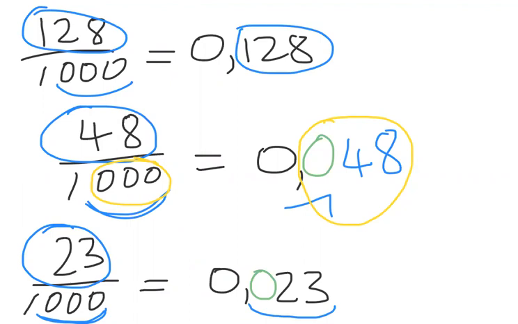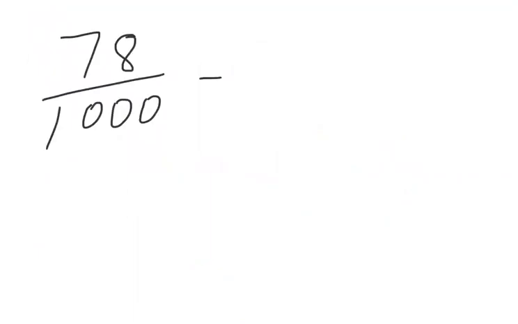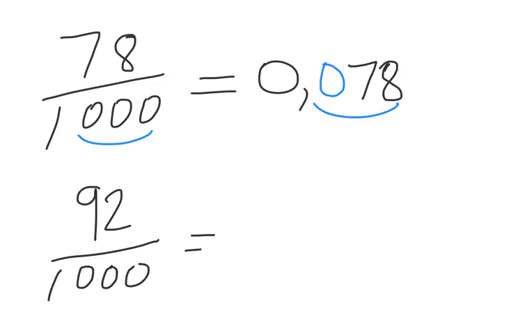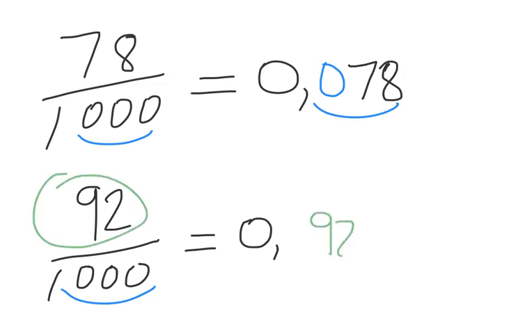So just do a couple more examples. 78 divided by 1,000. That will be 0, comma, make a space there, and it will be 078. Because we need 3 there. Lastly, 92 divided by 1,000. There's 3 zeros there. So we need 3 numbers, but we only have 2. So we put the 92 down, but don't forget the 0. So the answer is 0.092. So that's what we're going to get.